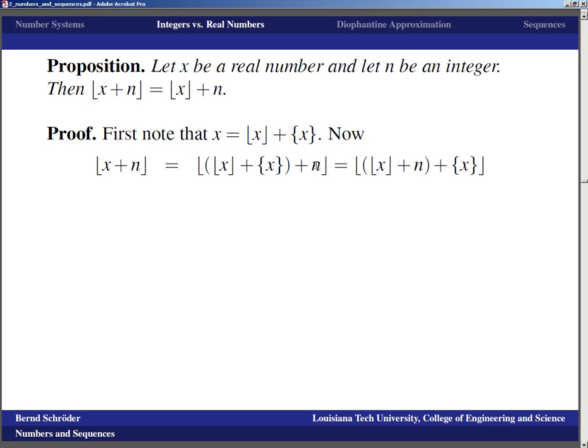And so they go away in the fractional part. These two are integers, and this is the only fractional part. So if I rewrite that as the greatest integer below x plus n, plus the fractional part of x, then we realize this is an integer and this is a fraction between 0 and 1, 1 excluded. And that means that the floor function on the outside cuts off this fractional part, and we end up with the greatest integer below x plus n. And that is what we claimed.